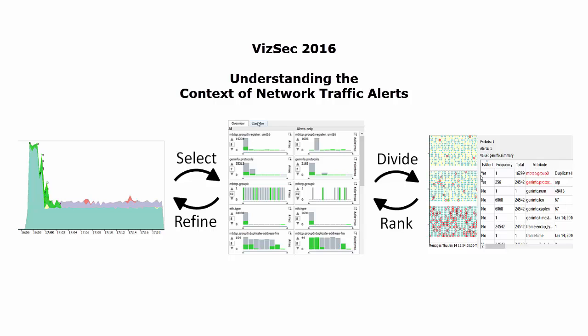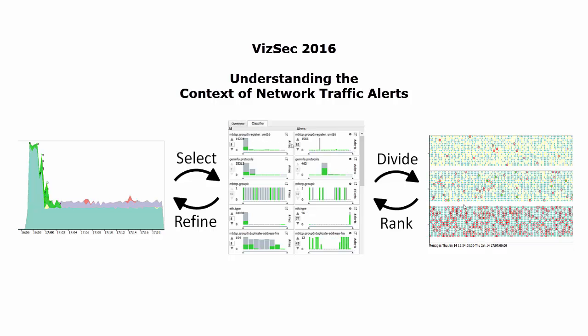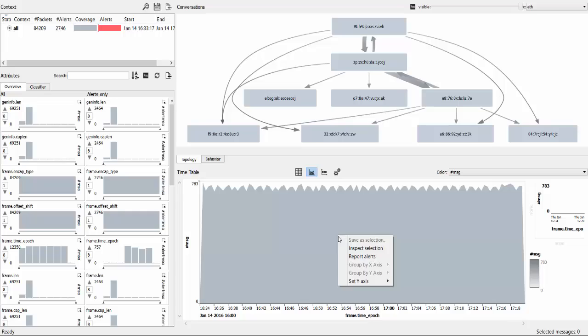In this video, we present CoNTA, a novel exploration method for network analysts to investigate network traffic content using alerts, attributes, and interaction as central elements. The system CoNTA consists of 4 components.